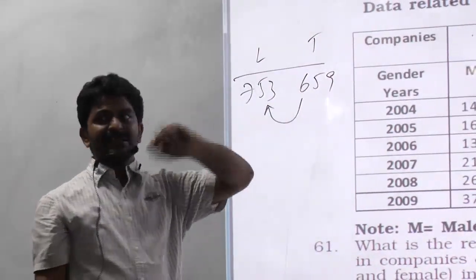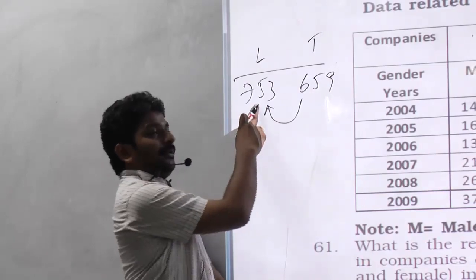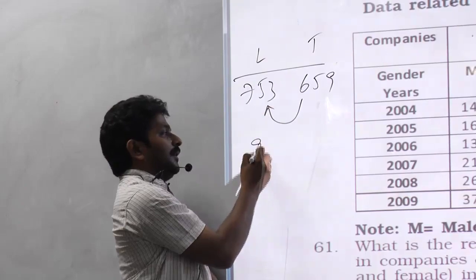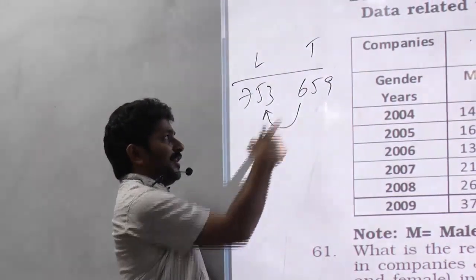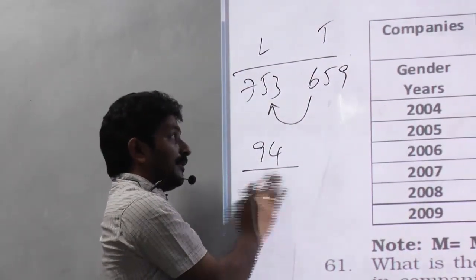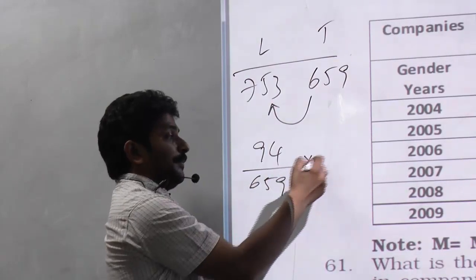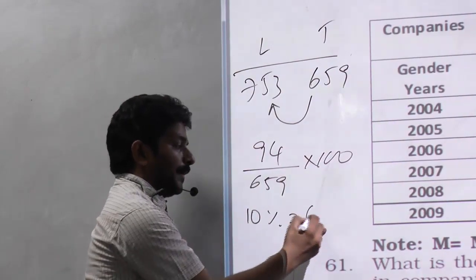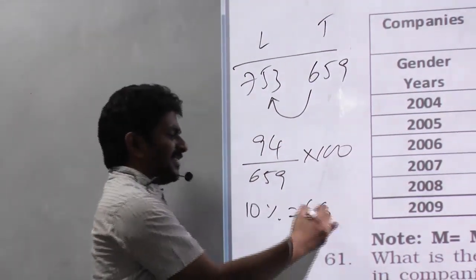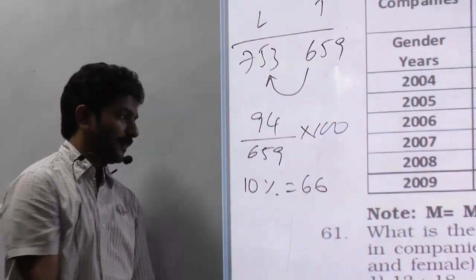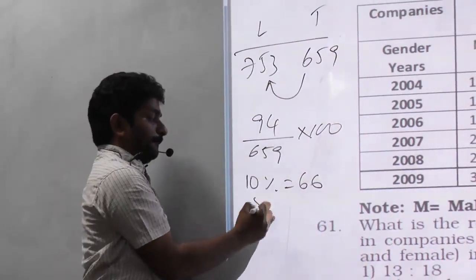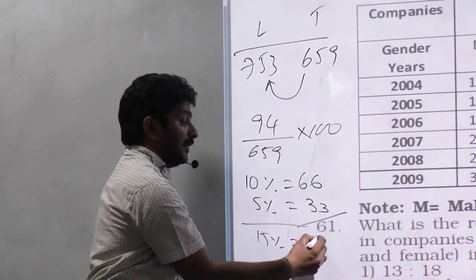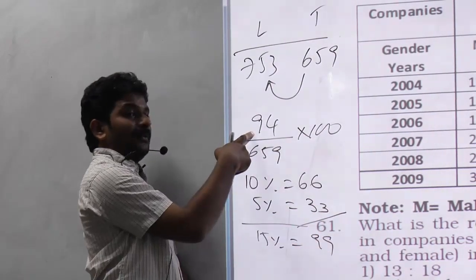Between these two numbers, let's take 700. This is 53 more, and this is 41 less. 53 41 94. So 753 is 94 more. From where? From 659 percentage, right? So into 100. What about 10% of denominator? 65.9. Let's treat it as 66. Don't worry. What about 5%? 33. Then what about 15%? 99.